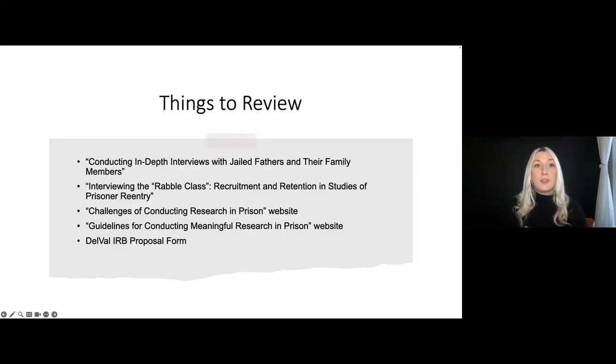So what are you going to review this week? You will read Conducting In-Depth Interviews with Jailed Fathers and Their Family Members. You'll also read Interviewing the Rabble Class, Recruitment and Retention in Studies of Prisoner Reentry. You'll then review the Challenges of Conducting Research in Prison website and the Guidelines for Conducting Meaningful Research in Prison website. These just give you a little bit more information on what it's like to be a researcher for these populations.